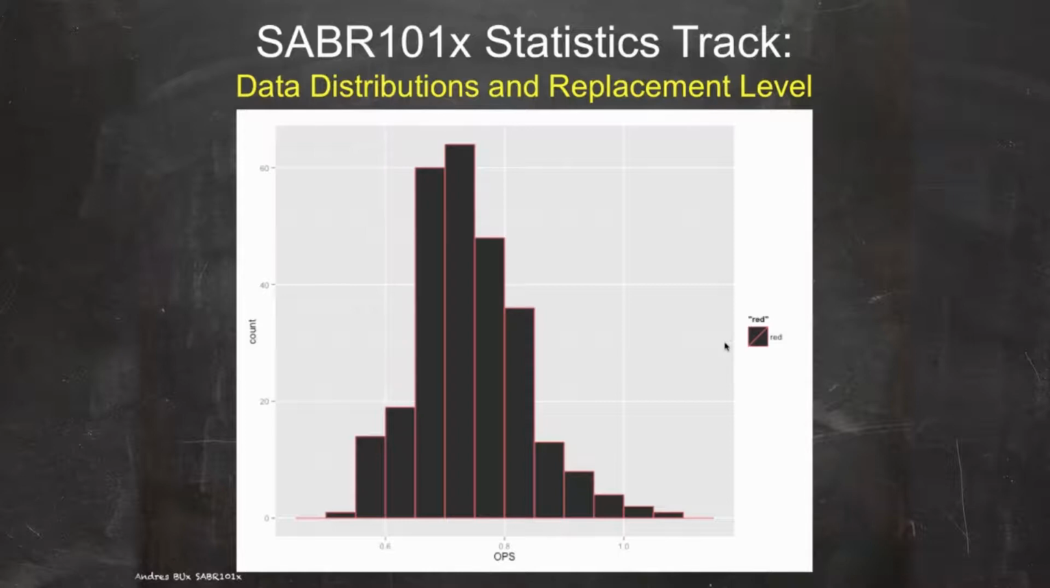So make sure if you're doing work on this or looking at different ways sabermetricians use replacement level, figure out how they're defining it. Two fundamentally different ways to look at it.